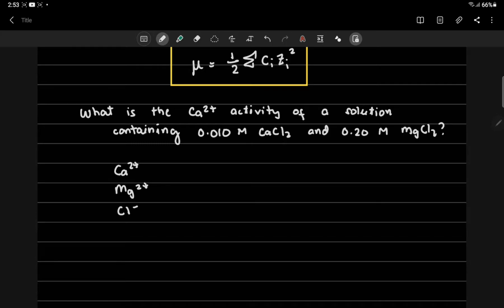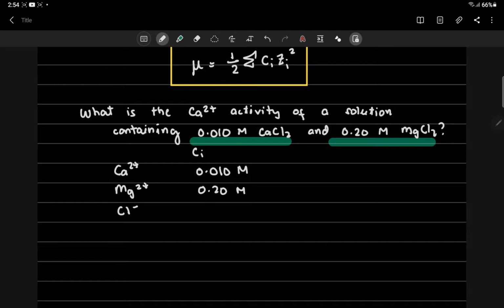Now, we want to look for the concentration of each of these species. Okay? So, yun yung tinatawag nating Ci, C sub i. So, for calcium, ang concentration niya, based on this given na 0.01 molar calcium chloride. So, therefore, ang kay calcium is 0.01 molar din. Now, for magnesium, mayroon tayong given dito na 0.20 molar of magnesium. So, 0.20 yung ating concentration for the magnesium ion in that solution.